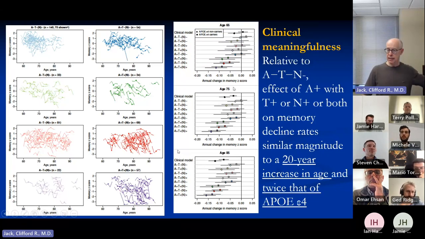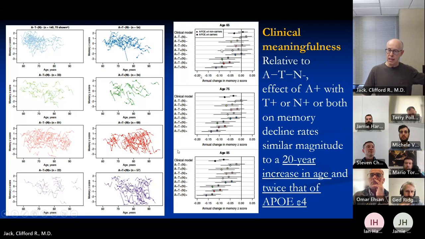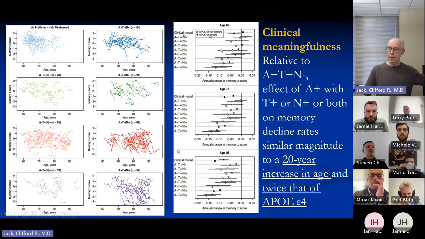The main data is in this slide, in these forest plots here. You can see that the annualized rate of change in a memory composite score is on the x-axis, and zero denotes no change, so negative values denote decline. The eight different biomarker profiles are in the rows, and three different exemplar ages were examined, pulled out from the model: 65, 75, 85. E4 carriers and non-carriers appear right on top of one another.